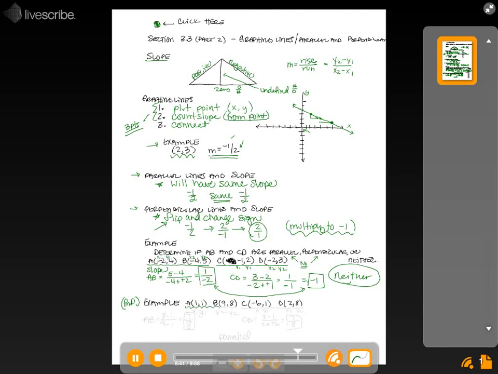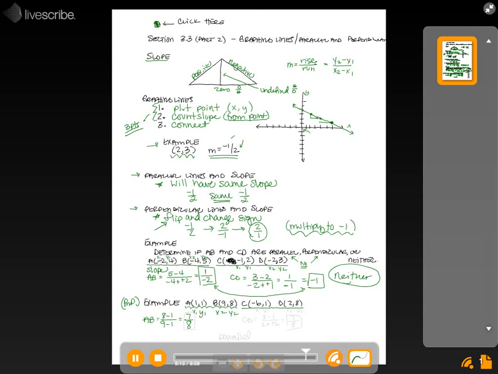Alright, let's go ahead and get started. We've got AB and CD. Let's find the slope of AB first. Let's put in our x1, y1, x2, y2. y2 is 8 minus y1 is 1 over x2 is 9 minus x1 is 1. Now simplify that. 8 minus 1 is 7 over 9 minus 1 is 8.